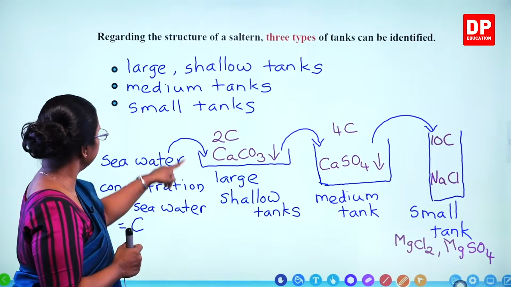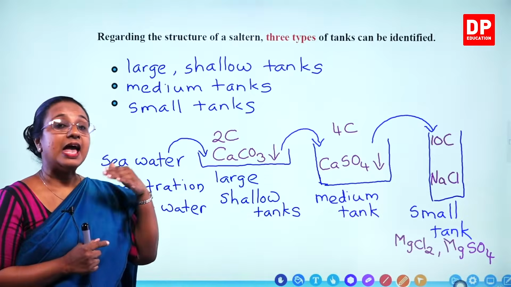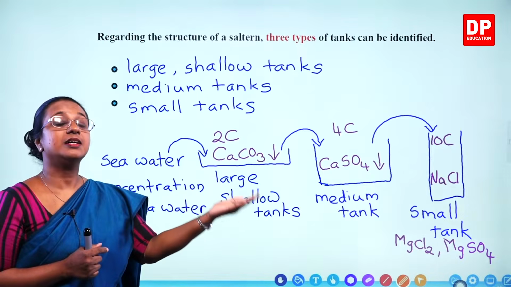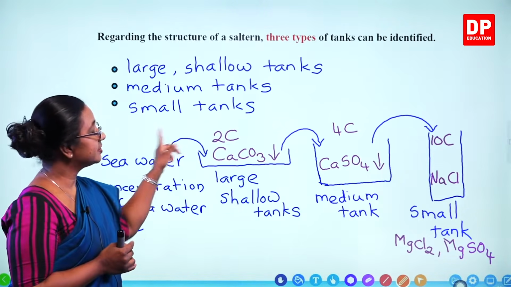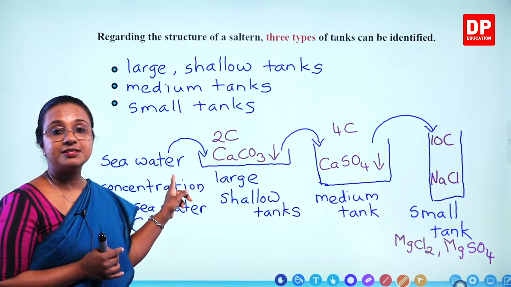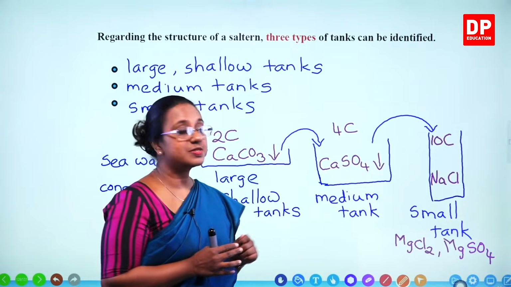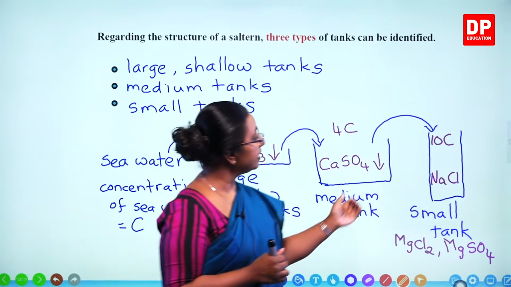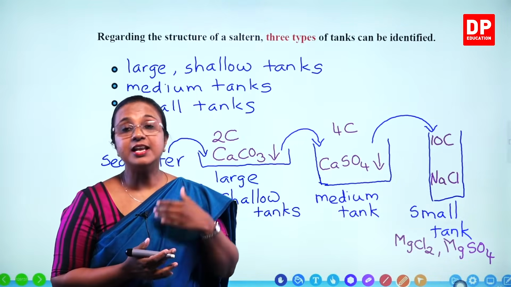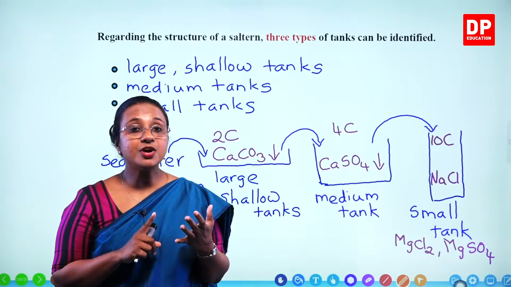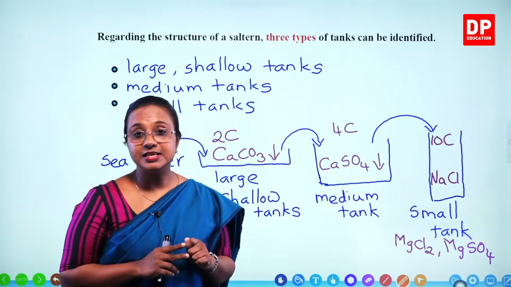So, as you can see, we have seawater, we collect it and retain it in a tank, and the water evaporates off, the concentration increases, and when it reaches double the concentration, calcium carbonate crystallizes. Then when it becomes 4 times concentrated, calcium sulfate crystallizes. And finally, when the concentration becomes 10 times, sodium chloride crystallizes. The techniques of evaporation and crystallization are used in this process.